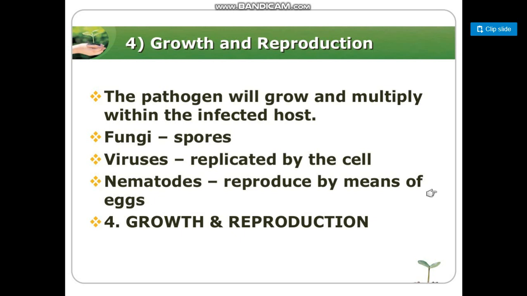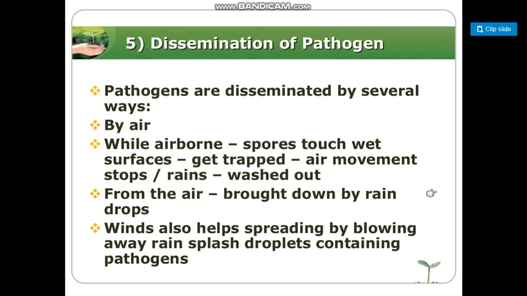The fourth one is growth and reproduction. The pathogen will grow and multiply within the infected host. Fungi multiply by spores. Viruses are replicated by the cell. Nematodes reproduce by means of eggs. These are the growth and reproduction.